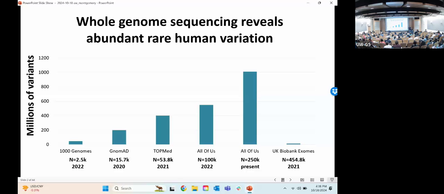I think many of you are probably aware that all the efforts to do whole genome sequencing have found rare variation at scale. This is abundant in human genomes.